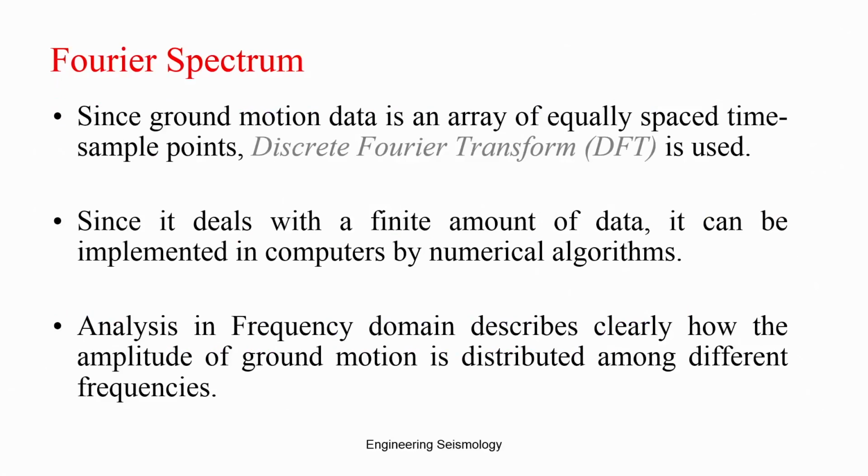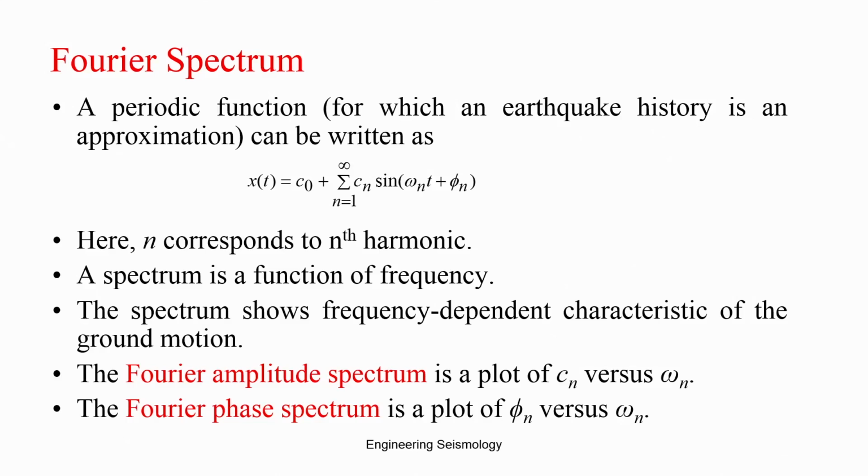The other spectrum is the Fourier spectrum. Since the ground motion data is an array with equally spaced time sample intervals, the discrete Fourier transformation is used. Since we deal with a finite amount of data, it can also be implemented in computers as a numerical algorithm. So what you do is convert the time history data you get into the Fourier transformation. Okay, the FFT, fast Fourier transformation, or the DFT, discrete Fourier transformation, you can do. Once you do that, you get a spectrum called the Fourier spectrum.